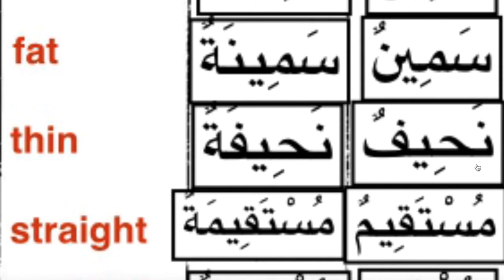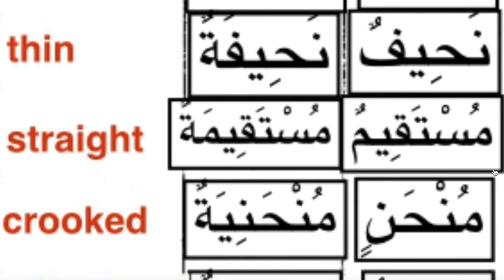Straight. We know a straight line means mustaqimun. So straight means mustaqimun and the feminine version will be mustaqimatun. What is the opposite of straight? It is crooked. Crooked, we know, like a curve. So it will be munhanin and munhaniyatun. There is a slight difference here. Say munhanin, it's not munhanatun. Because you have a kasra, you have to bring a ya here. So it will be munhaniyatun. You have to remember that.